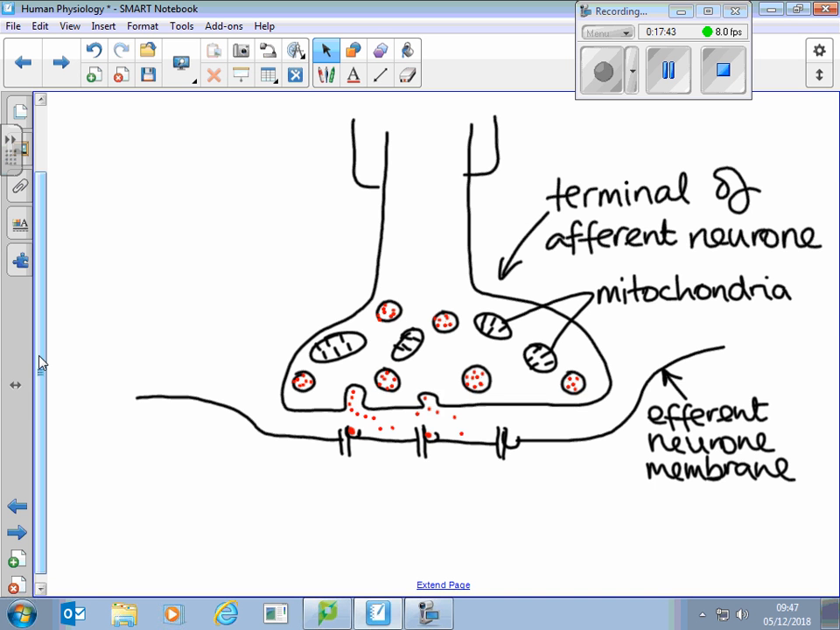I do feel I should write postsynaptic and presynaptic cell on there, but I haven't really got room. Let me put it in here. Presynaptic cell or neuron. I'll put postsynaptic there. Pre always means before, doesn't it? And post means after. So they're quite useful words.